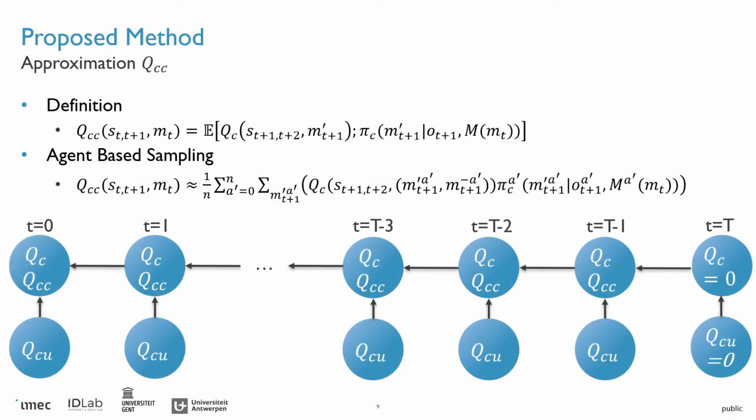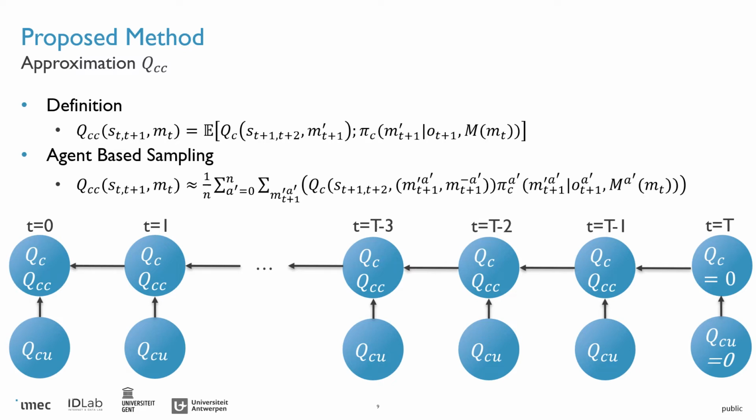The communication policy to communication policy utility can be calculated using the exact method. However, this will be too computationally intensive to calculate, which is why we use a combination of agent-based sampling and a specifically designed algorithm.